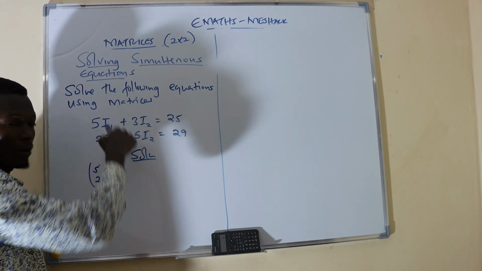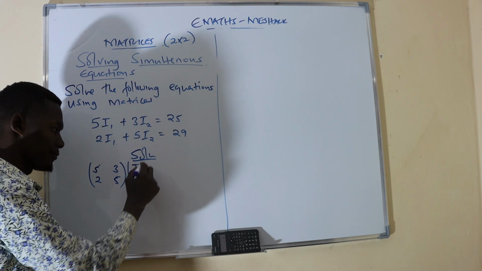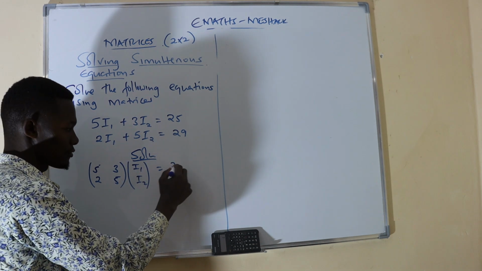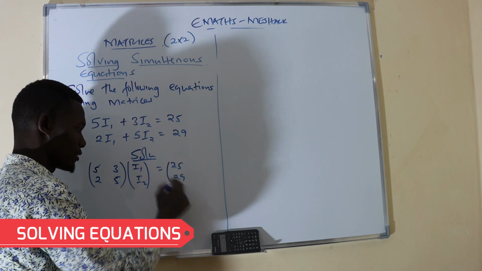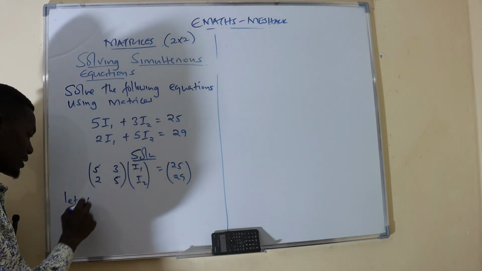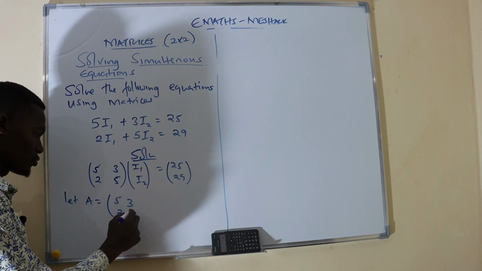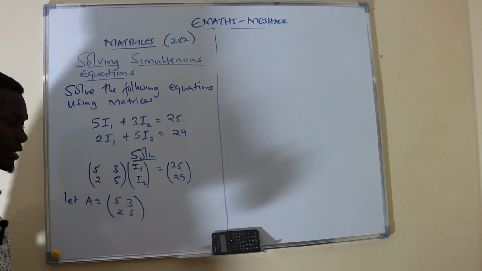Then our unknown values are I1 and I2. On the other side we have 25 and 29. So again, we let A be this matrix here: 5, 3, 2, 5. So we need to find its inverse.